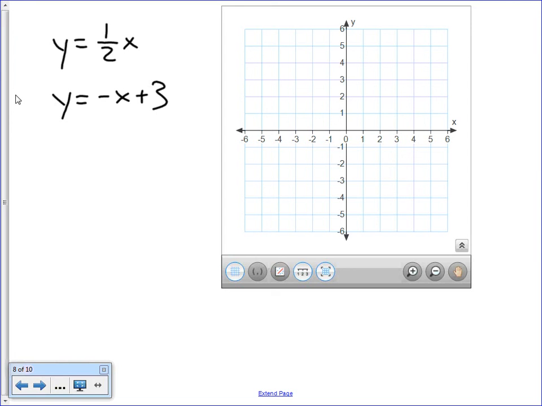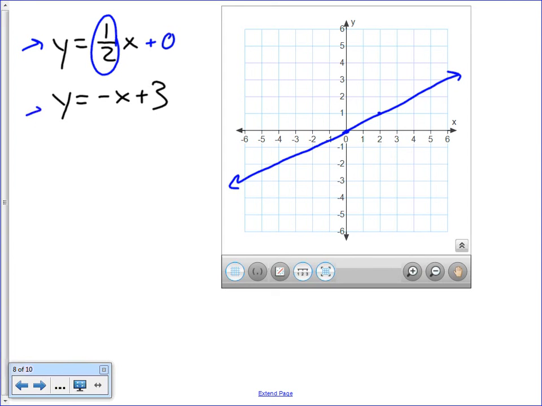So the next one here, let's graph this. So the top equation, we have y equals 1 half x. So notice how I don't have a y-intercept number, so I can treat that as a plus 0. So I have a y-intercept of 0. And I use slope to plot the next point, so we go up 1 over 2. So there is my line.